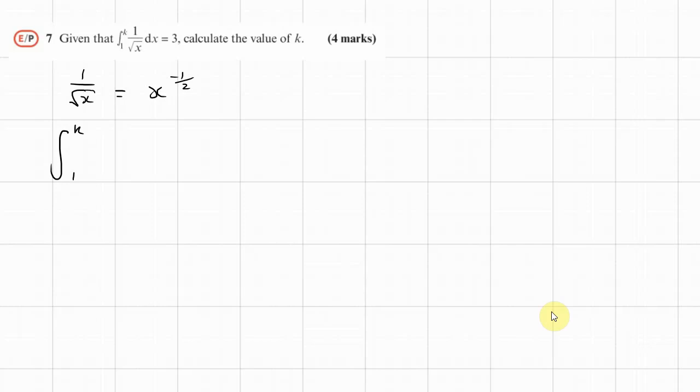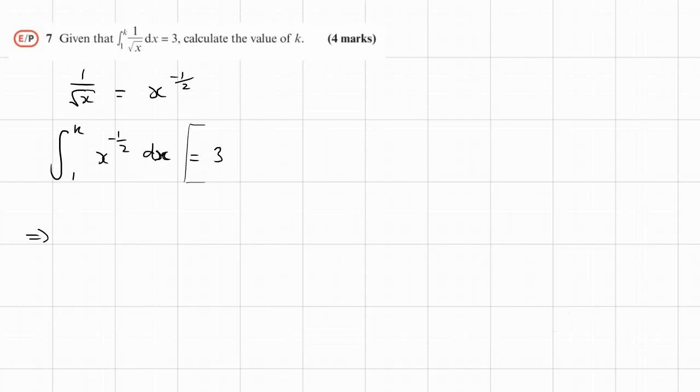But we're going to integrate between k and 1. And we're actually told that this is equal to 3. So you can probably predict how this question is going to go. We're going to get some stuff involving k and then we're going to solve an equation, whether it be a linear or a quadratic or something, we'll find out. I'm going to ignore this section for now, and I'm just going to keep doing my workings down the line of just my integral.